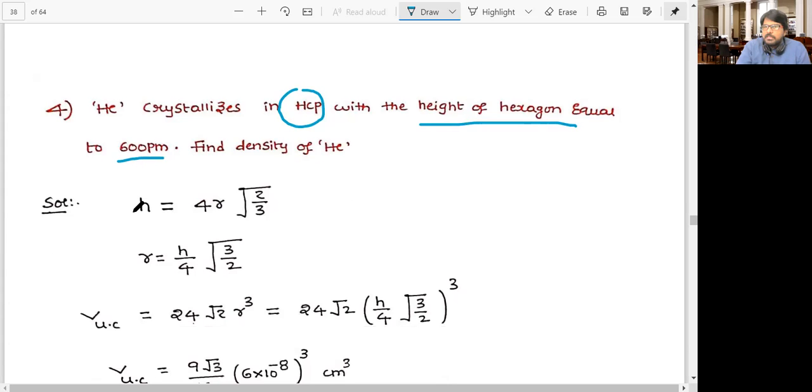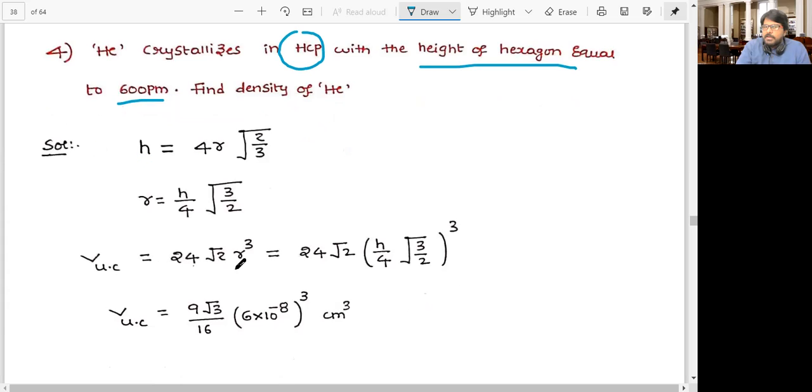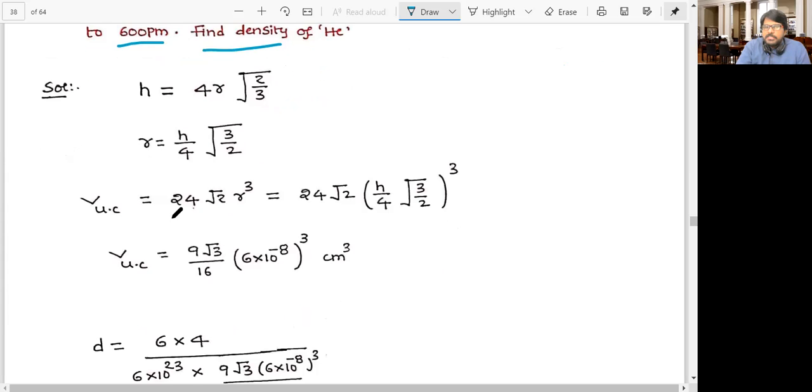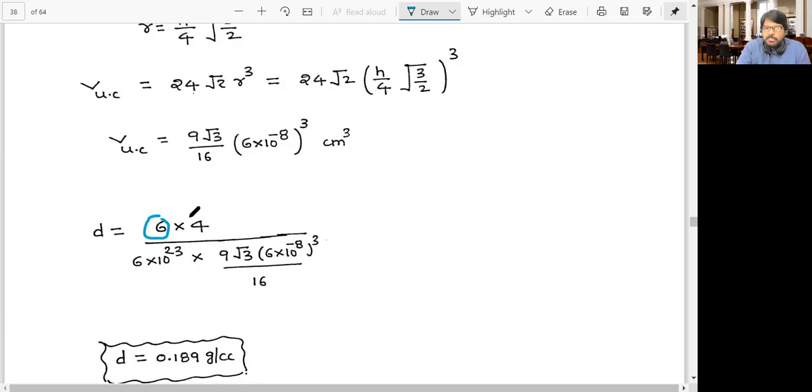So, height of the hexagon is 4r root 2 by root 3. From this we get the radius, and from this the volume of the unit cell. What is the density formula? Density is equal to Z effective into molar mass of the constituent particle, divided by Avogadro number into volume of unit cell.